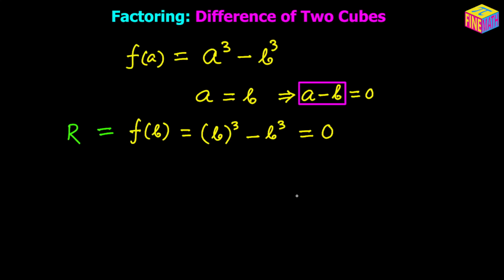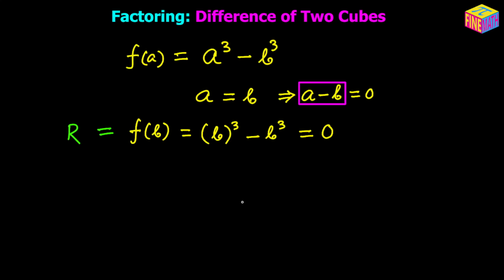I have created two separate videos on the remainder theorem and factor theorem. I'll provide the link in the description. Feel free to watch them. So if the remainder is 0, that means a minus b is a factor, and if a minus b is a factor, then there must be another factor also. Because a minus b is a linear factor, but our original expression is a cubic expression, so there must be another factor which will be a quadratic factor.